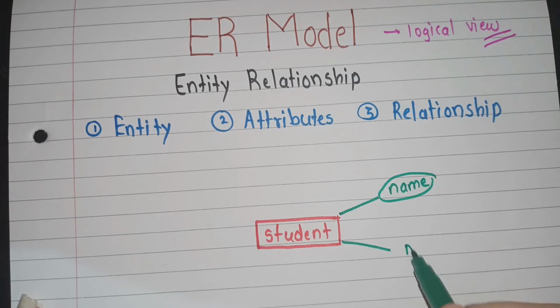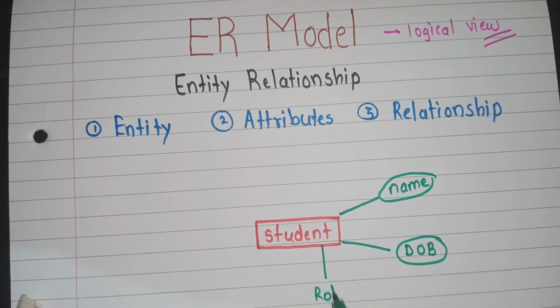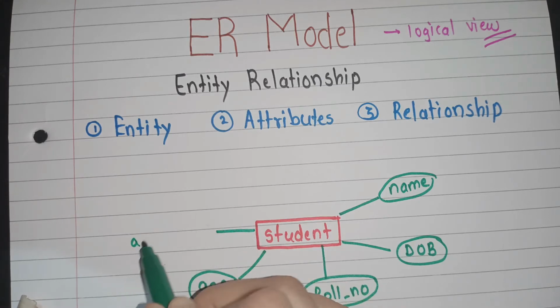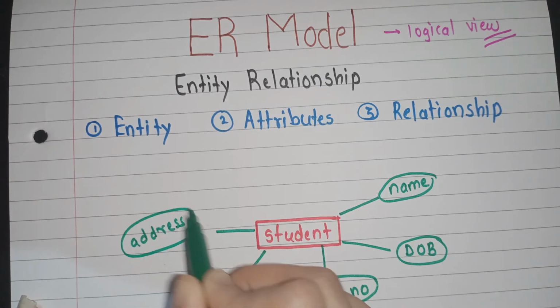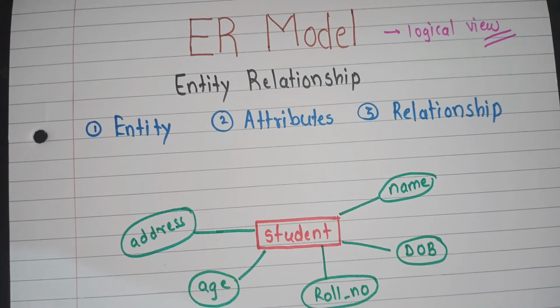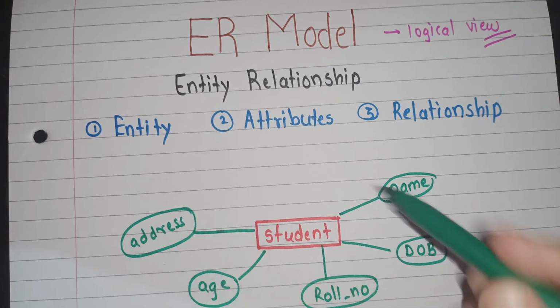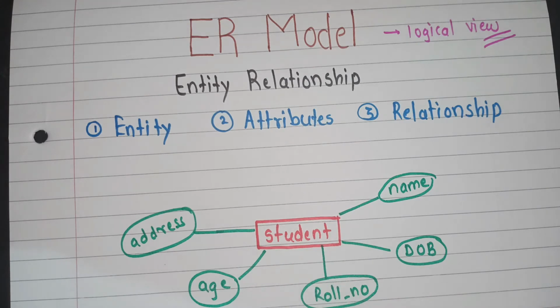Then we will have his date of birth. Also, we will have his roll number. Then let's say age and address. Okay, so here our student is entity and the name, date of birth, roll number, age, address, these all are attributes of the student, means something which describes students. Okay, so every entity has some attribute.